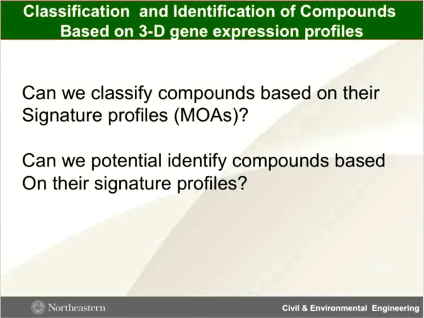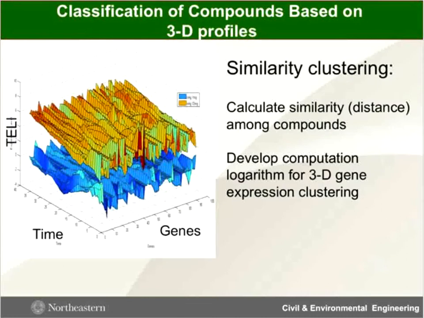And my further question is that since we have the two-dimensional fingerprint and they are so sensitive, with so much information, I'm thinking, can we actually use this two-dimensional fingerprint to help us classify compounds based on their mode of action? And even further, can we possibly identify compounds if they're so sensitive, with so much information in it? So with that question, what we did was, okay, I said, let's do some clustering analysis.